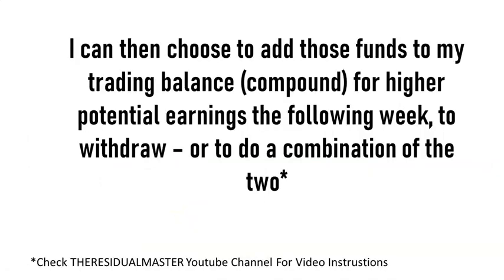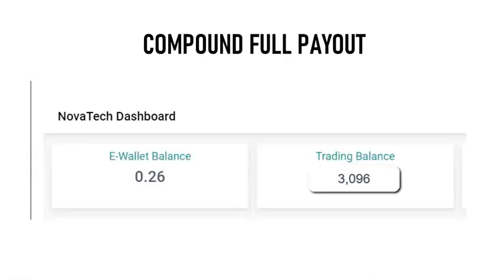I can then choose to add those funds in my e-wallet to my trading balance, which we call compounding, for a higher potential earning the following week. I can decide to withdraw that, or I can do a combination of the two. You can check out the Residual Master YouTube channel for video instructions on how to do all of these things. But let's take a look to see if I compounded that full payout of $96.